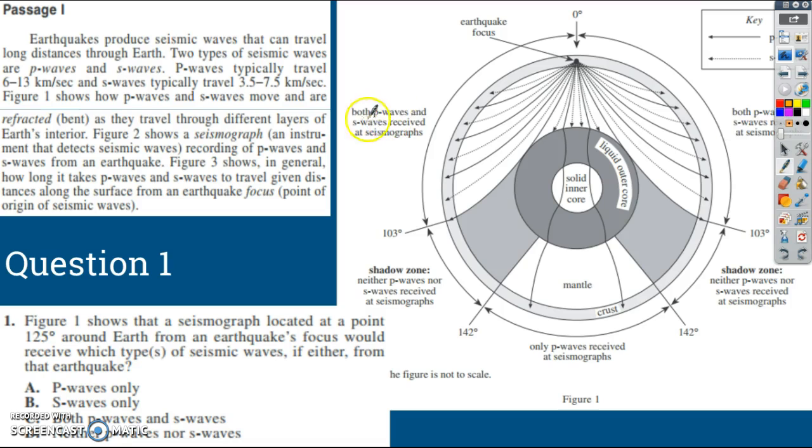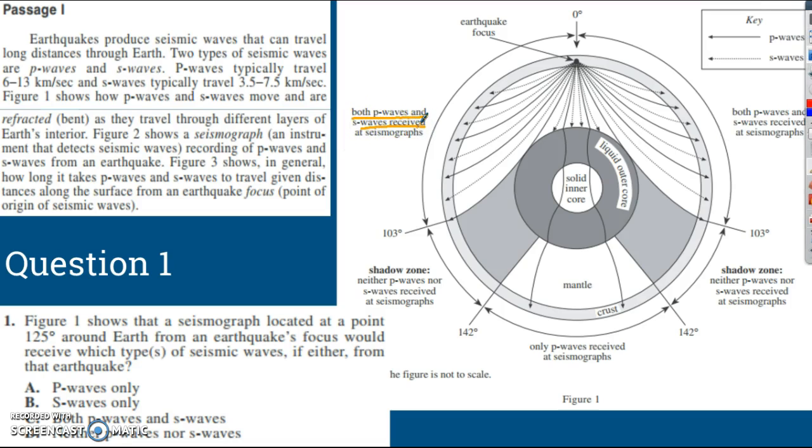So we've got P waves and S waves. At seismographs, they're measuring those. We've got a solid inner core. We've got things moving around. Here's the focus of the earthquake. A shadow zone, that might be important. We've got only P waves received at seismographs. The figure is not to scale. Another shadow zone. So it looks like this is the shadow zone here and the shadow zone here. We're getting P waves, and over here we're getting P waves and S waves. And just P over here and nothing at these two spots. So P and S, and this is just P. That looks like what we're looking at there.